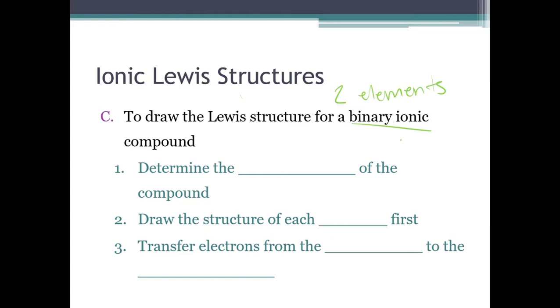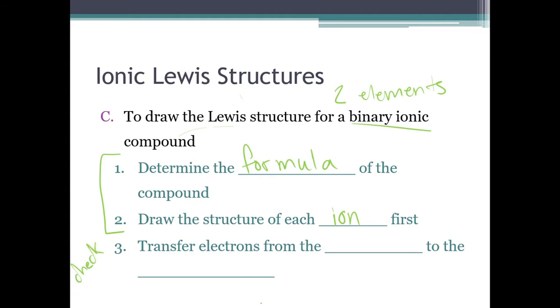The first thing you're going to need is to determine the formula of the compound. Because remember that the formula is like the recipe. It tells you how many metal ions and how many nonmetal ions you need. So then once you've determined the formula of the compound, draw the structure of each ion. And that's it. That's really all you have to do. You can check yourself by drawing. So these are what you actually need to do. This is sort of a check, make sure you've done it correctly.